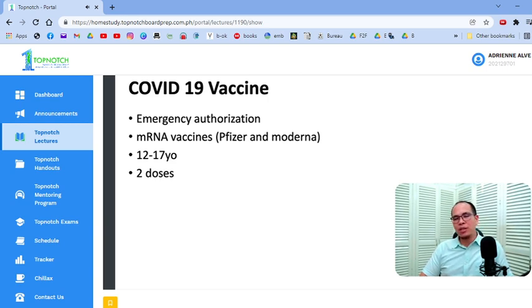Ang meron pa lang tayong emergency authorization use here in the Philippines would be 12 to 17 years of age. But soon, I'm sure 5 to 11 will be going up next. Sa abroad, nagbibigay sila ng 5 to 11. And in children, if they will ask, ano ba approved vaccines, it's your mRNA vaccines, Pfizer and Moderna.